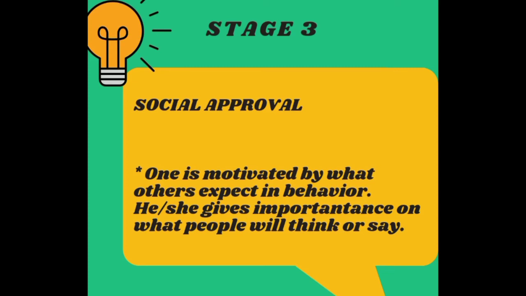So next, the conventional level also has two stages. The stage 3 and 4. So let's tackle first the stage 3. Social approval. One is motivated by what others expect in behavior. So it means you do that thing because that's what others want you to do. Because that's what others see as right. A good boy or a good girl. The person values what she or he appears to others.